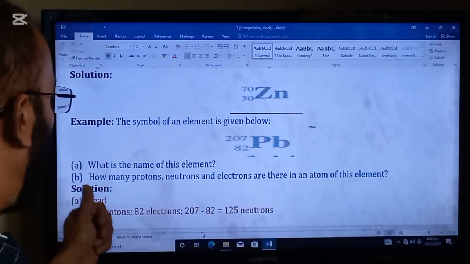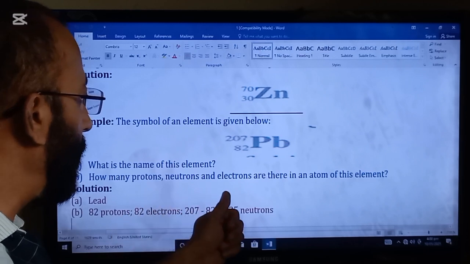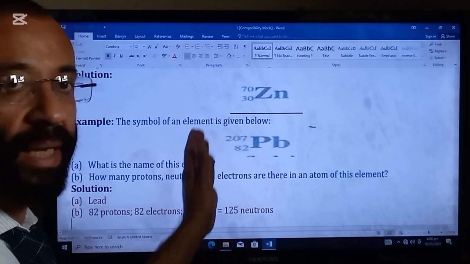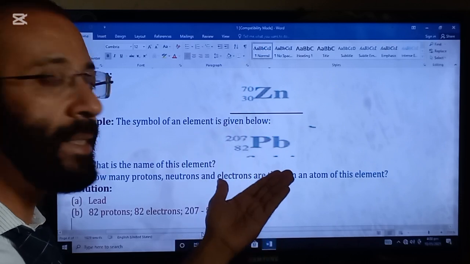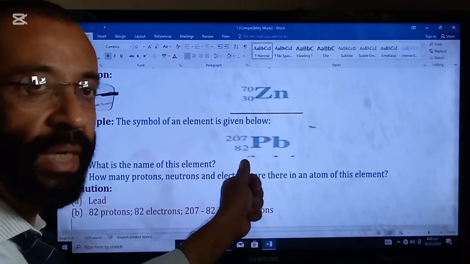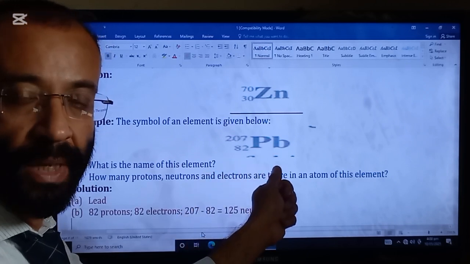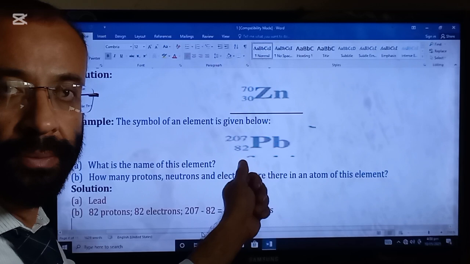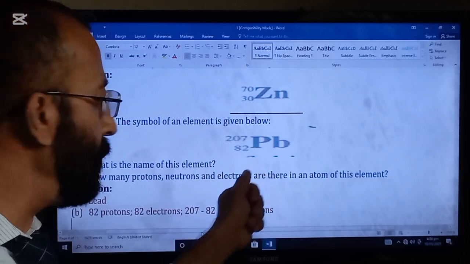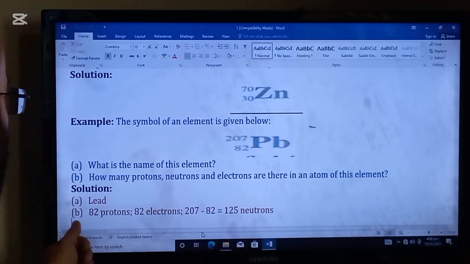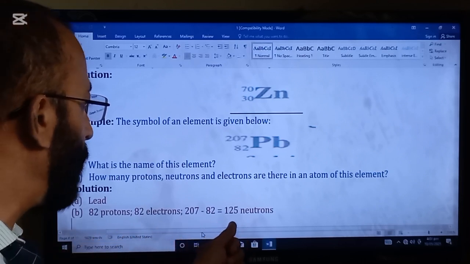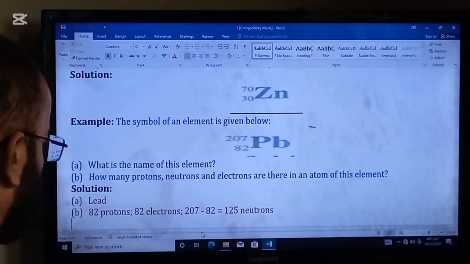Second requirement is how many protons, neutrons and electrons are there in an atom of this element. So from the element we can see this is an electrically neutral atom. So 82 is the number of the protons. Electrons will also be 82. And 207 minus 82 will be equal to the number of the neutrons. So 82 protons, 82 electrons, and 207 minus 82 is equal to 125 neutrons.